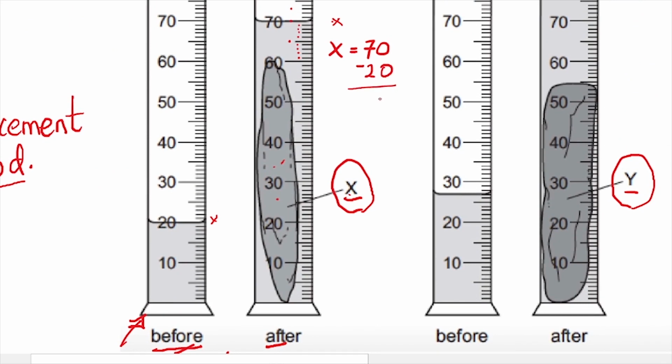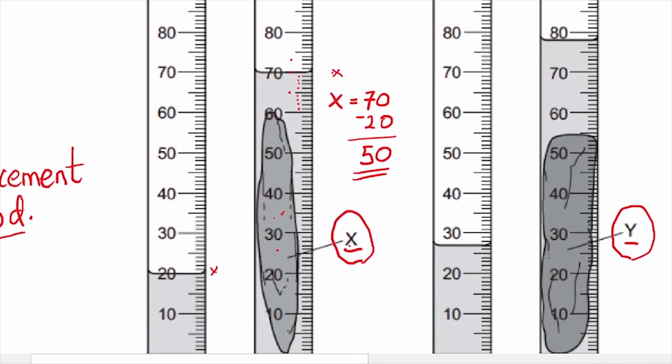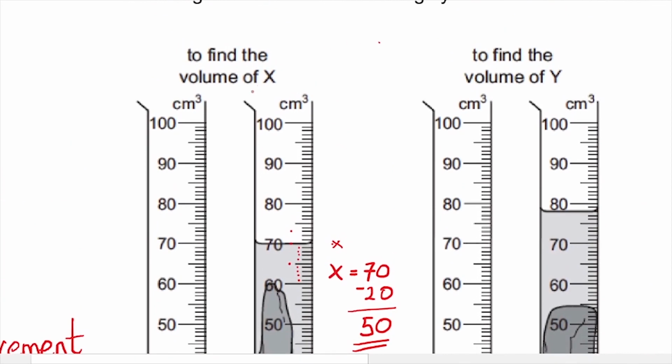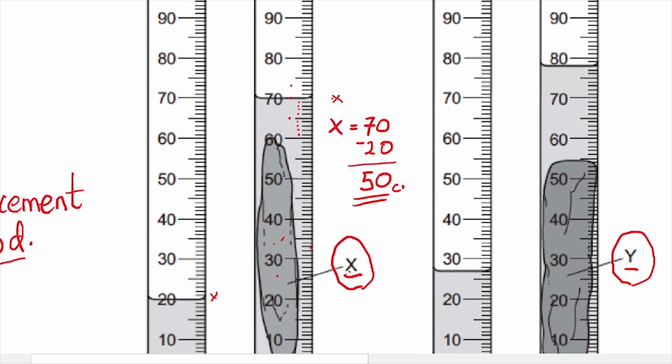70 minus 20 is 50. So the volume of the stone x is 50, and it's all in centimeters cubed. We're able to see that from up here. Those are the units: 50 centimeters cubed.